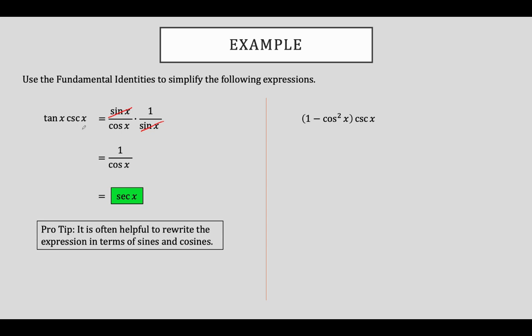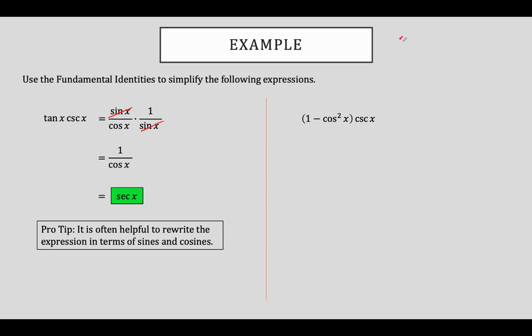1 minus cosine squared x times cosecant x. Well, we have this grouping of a 1 and a cosine squared. Whenever you see groupings of trig functions that are squared, or if they're attached with a 1, think about using those Pythagorean identities. Okay? Think back to your list of Pythagorean identities.